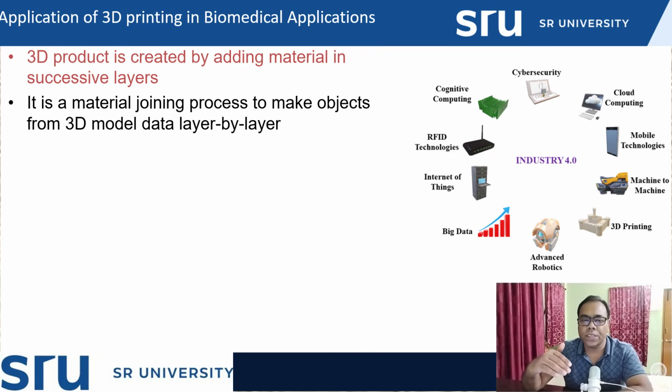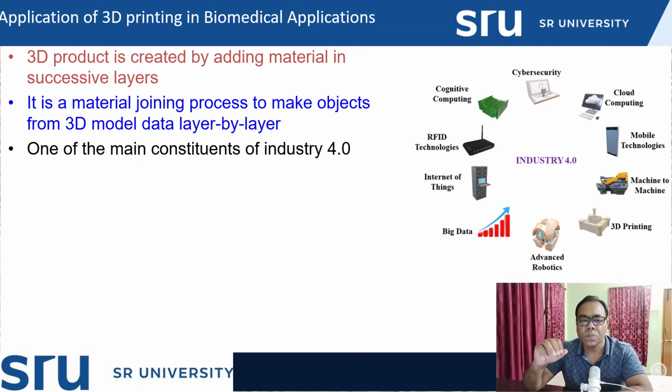In this process, material joining takes place to make the object from 3D CAD model data. First you have to make the CAD model for the given product. Once you are ready with the CAD model, the same shape and size will be printed in the additive manufacturing machine itself. 3D printing, or additive manufacturing, is also called the main constituent of Industry 4.0.